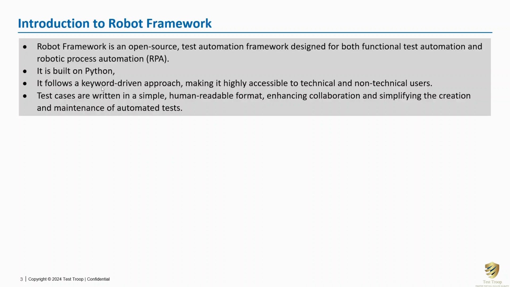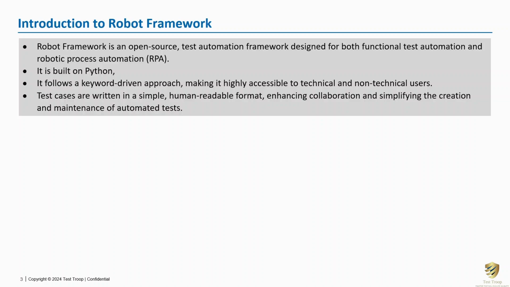Robot Framework follows a keyword driven approach, making it highly accessible to technical and non-technical users. Everything that you see in Robot Framework is a keyword, right? So you can write your reusable functions and your utilities in a keyword, which makes it highly accessible to technical and non-technical users. It gives a clear picture of what basically you are trying to do.